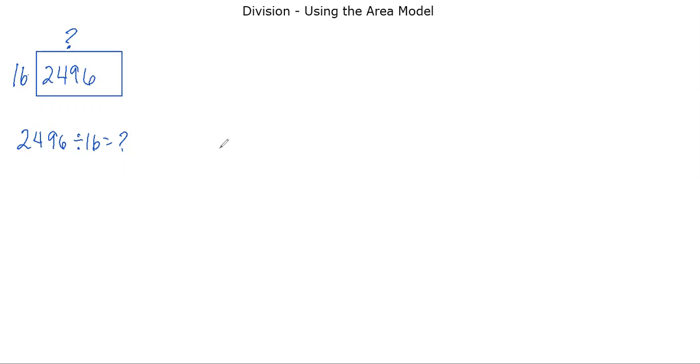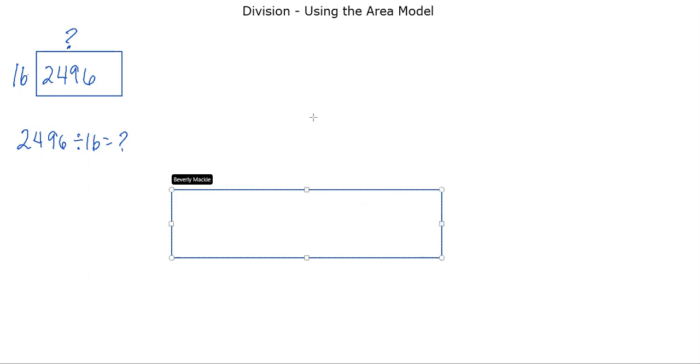And we will use an area model. We're going to draw another rectangle, just to keep it neat. Okay, all right, we'll put 16, our divisor. I'll put our dividend in the corner here. I'm not sure I made that big enough. Okay, anyway, so 16, our factor.